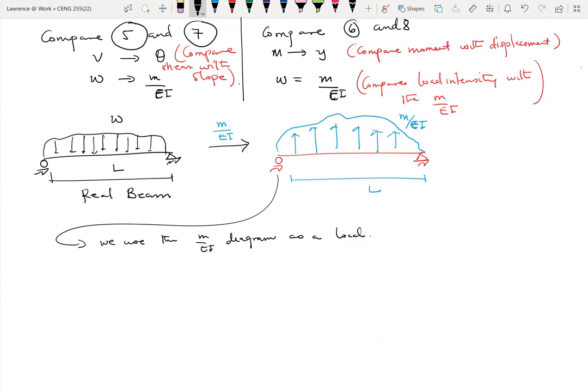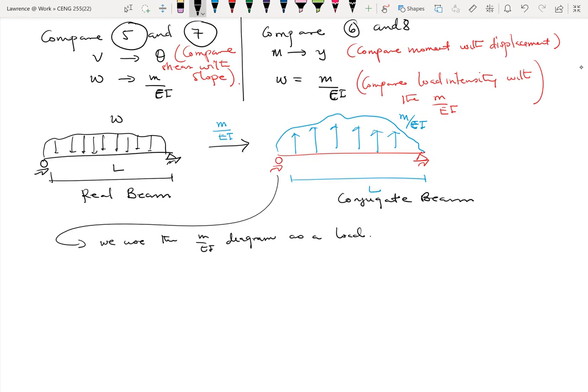I can then call this beam a conjugate beam, just giving it a name. It's not a real beam. The real beam is there, but I'm trying to load a beam which has the same dimensions as the real beam with the M over EI diagram. So once I do that, I can call that particular beam the conjugate beam.